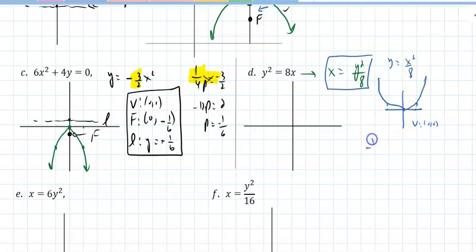Now, if I take 1 over 4p, set it equal to 1 over 8, 4p equals 8, p equals 2. So I know 2 units above and 2 units below. I got everything, but that's not my graph.